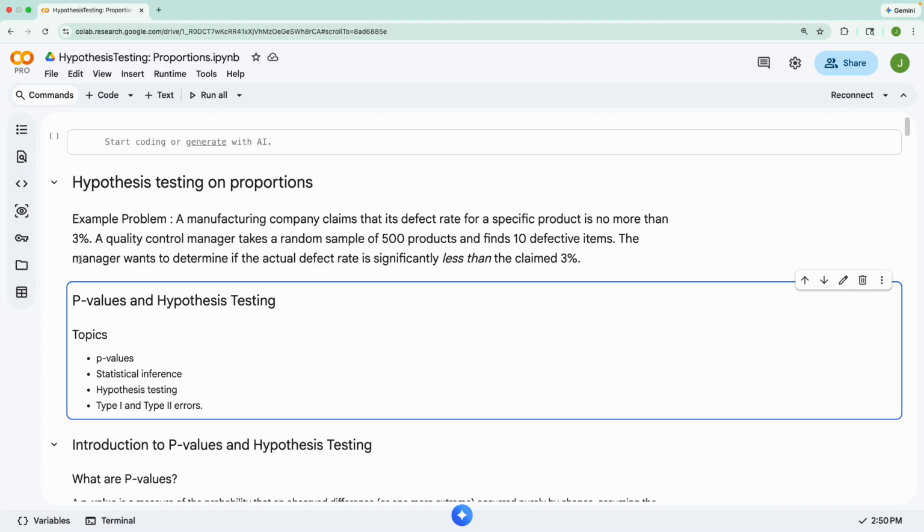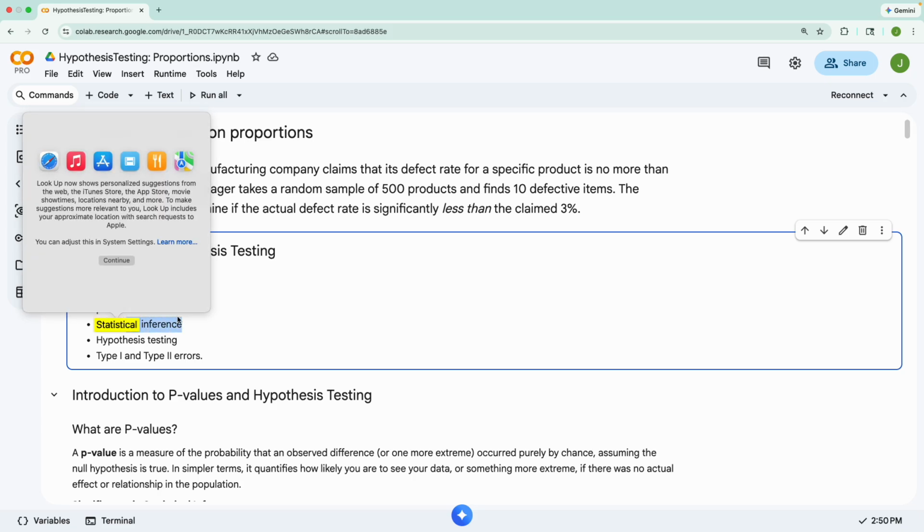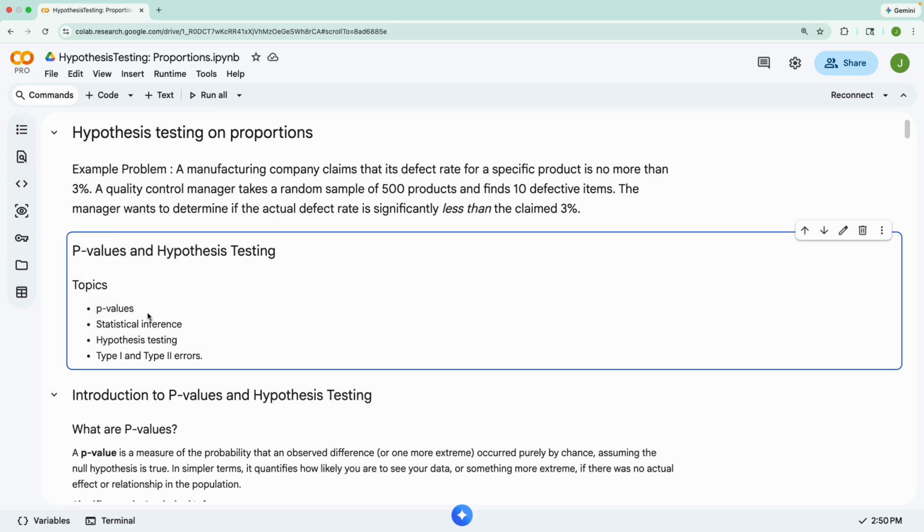So the topic we'll be talking about is called statistical inference, and the specific method is hypothesis testing. Hypothesis testing uses p-values to make conclusions. Now, those conclusions are not a guarantee that we're making the correct decisions, so we have to talk about the types of errors that we could deal with, and they're called type 1 and type 2 errors.